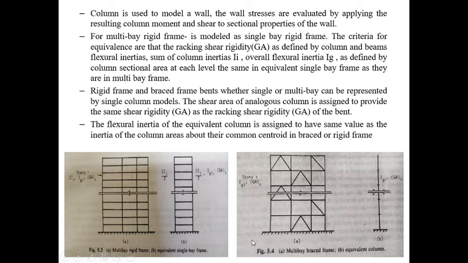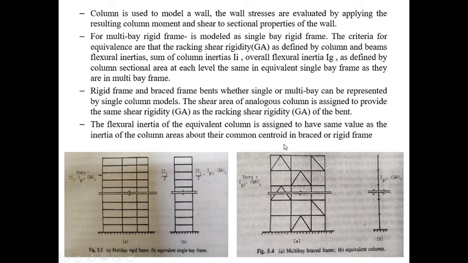Now suppose it is a rigid frame and also a braced one. Here you can see the braced frames. It may be a single bay or a multi-bay as shown here. It can be represented by a single column. Here you can see it is represented by a single column model, and the shear area of the analogous column is assigned to provide the same shear rigidity and racking rigidity of the bent. So whatever diagonal bracings there are, the same shear rigidity and racking shear rigidity is to be provided here. You can see IG1, GA1.